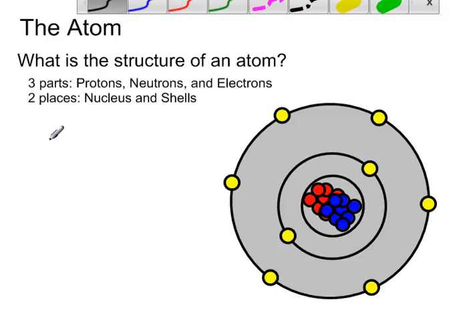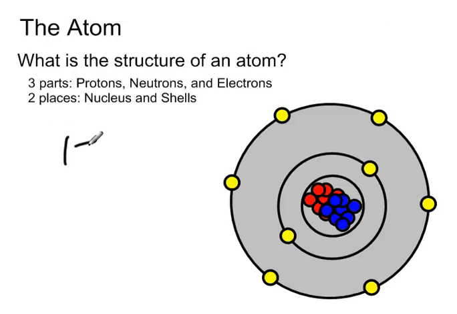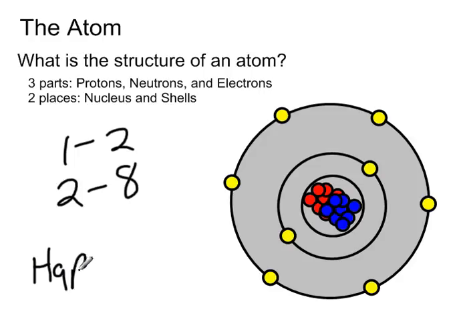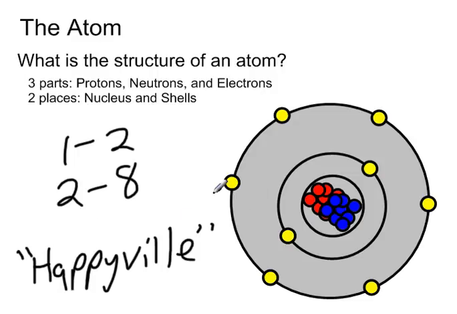So the first shell, 2 electrons. Second shell, this one out here, needs 8. When it has that many, the atom is what I call in Happyville. You'll hear me say that a lot. Okay? That just means that the atom is satisfied and is not really looking for any electrons or trying to give away electrons. It's really happy.